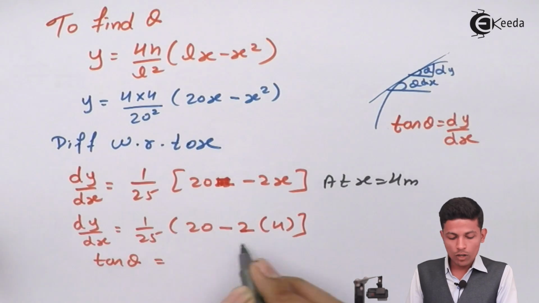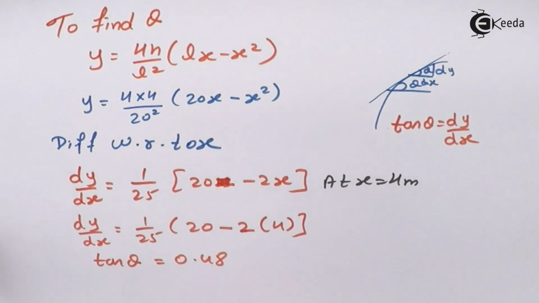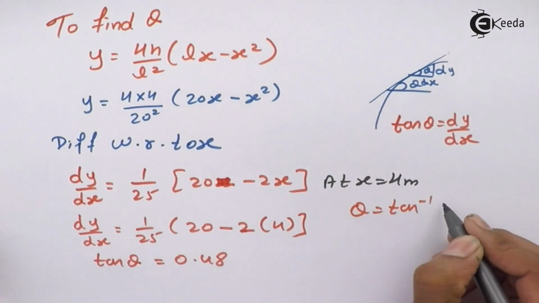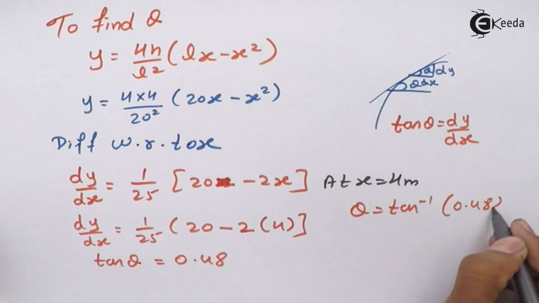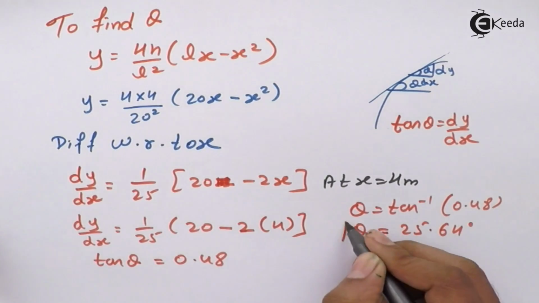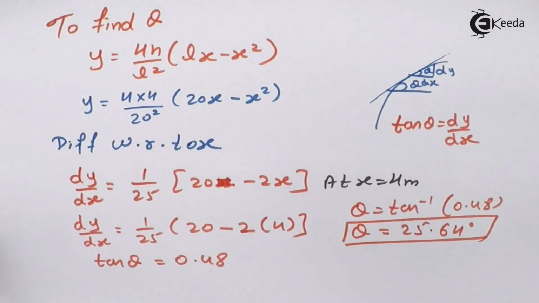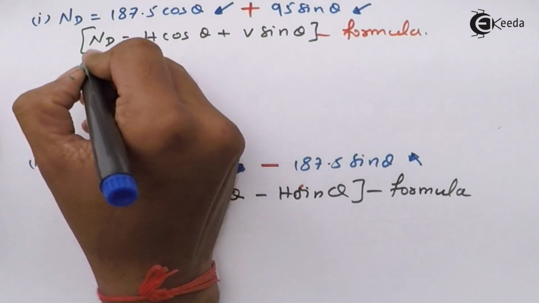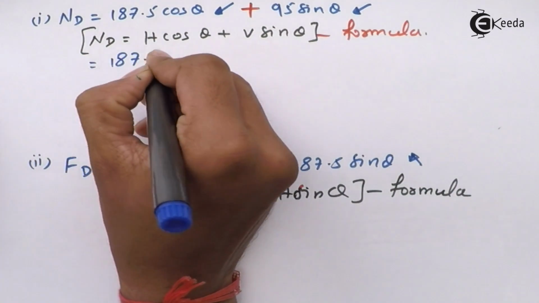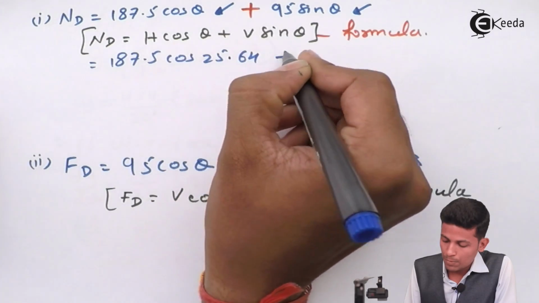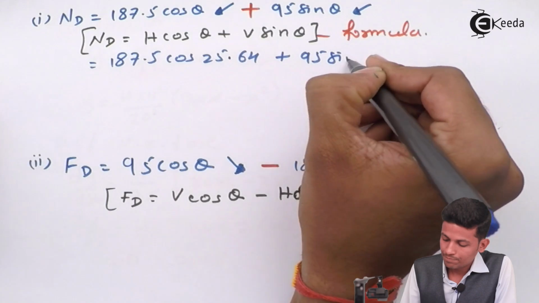So dy by dx, which is nothing but tan theta, is equal to 0.48 while solving this. So theta is equal to tan inverse of 0.48, which is 25.64 degree. Now we got the theta, 25.64. Put this theta into these equations. Now this will come 187.5 cos 25.64 plus 95 sine.